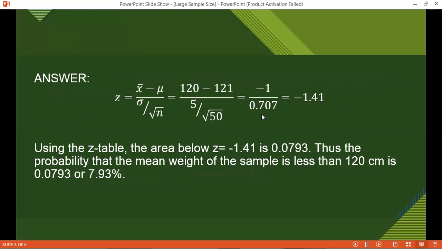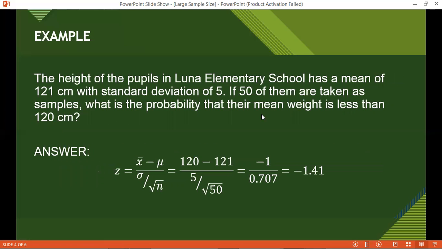Okay, let's take an example. The height of the pupils in Luna Elementary School has a mean of 121 centimeters with standard deviation of 5. If 50 of them are taken as samples, what is the probability that their mean height is less than 120 centimeters? So now let us first know whether or not we can use the formula Z or the Z-test.